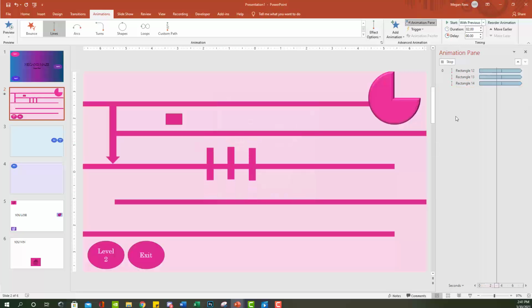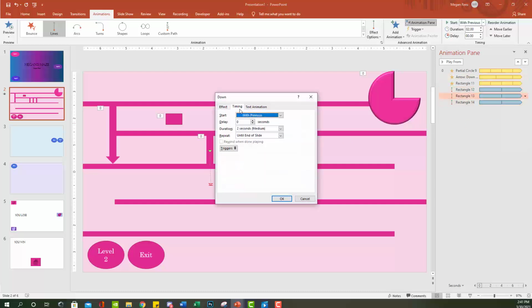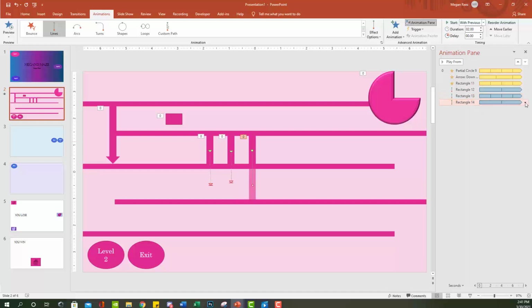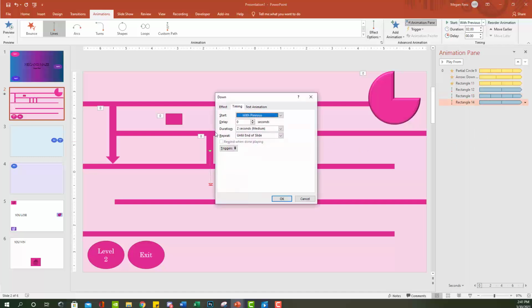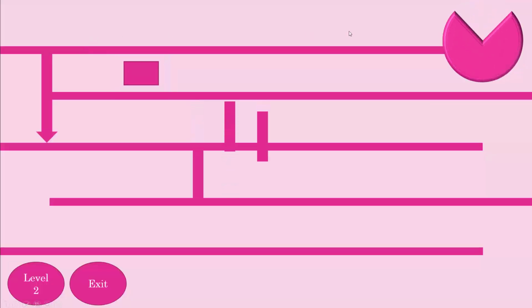That's too easy, right? So I'm going to change them a little bit. So this one, the middle one, I'm going to go to effect options, and maybe I'm going to make that one a little bit faster. So I'm going to make that fast. And then maybe my last one, I'm going to go to timing, and I'm going to set a delay on it for like a second. Okay, so now when I watch it, they're going at different levels, right?